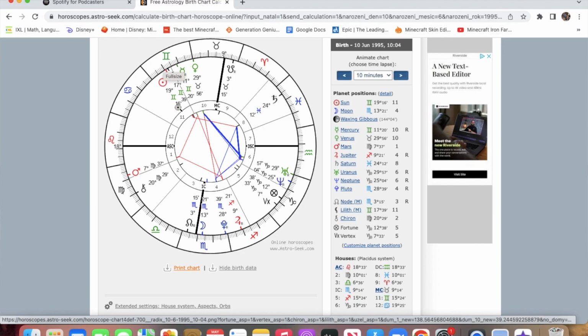So again, your sun sign is in the 11th house in Gemini. Your moon sign's down here in Scorpio at 13 degrees. And your rising sign, again, is Leo at 18 degrees. That's what all this means.